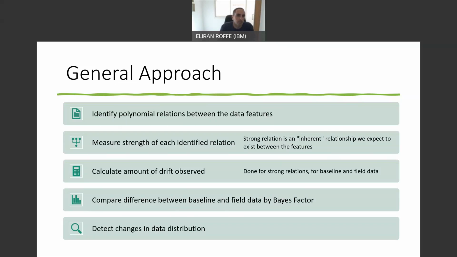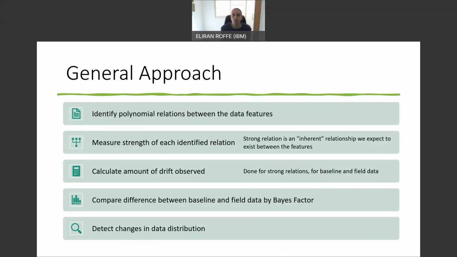So what is our general approach? It is basically several steps. I have slides, and I will give more details about every step in a few minutes. The first step is to identify polynomial relations between data features. I will show how, what our search space is, and more. After we have these polynomial relations, I will show how we measure the strength of each relation, because we want to work only with the strong relations.